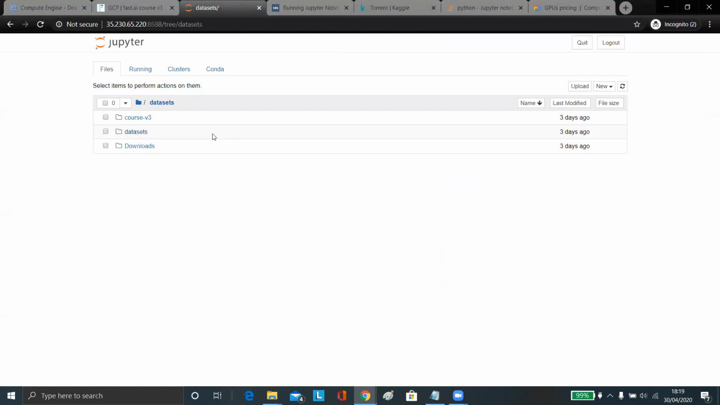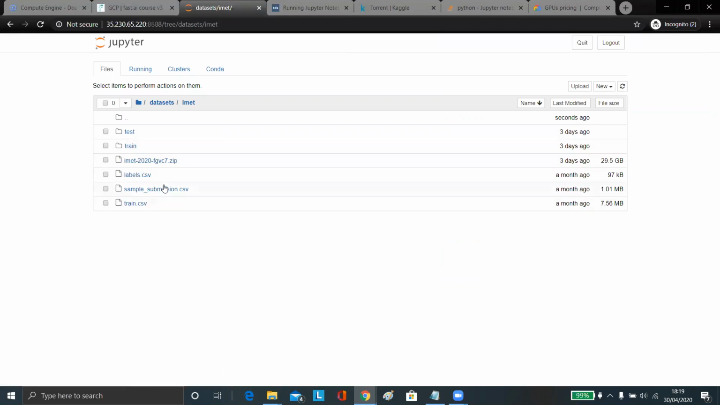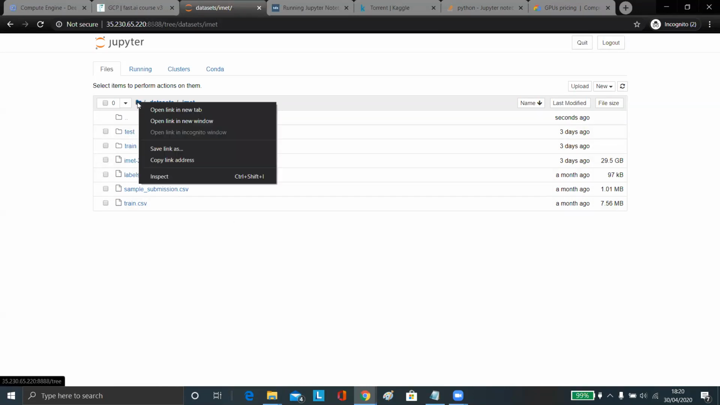Okay, so the data sets have downloaded, the iMet data. We can see here we've got labels.csv, the large zip file that contained everything, the sample submission CSV, the train CSV, and then our train and test folders. The test folders for Kaggle are the test data that they don't give you the labels for. So what you do is train on the train data set, then run your model against the test data set and generate the results, which are what you then submit to the competition. If that makes any sense.